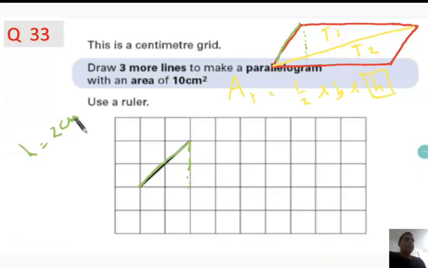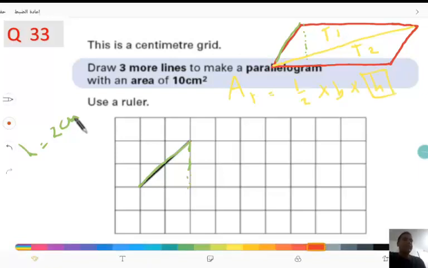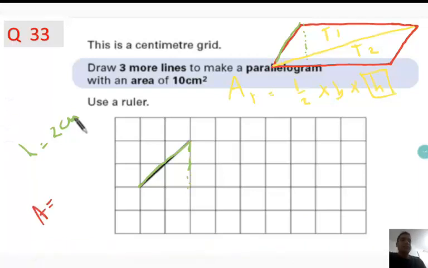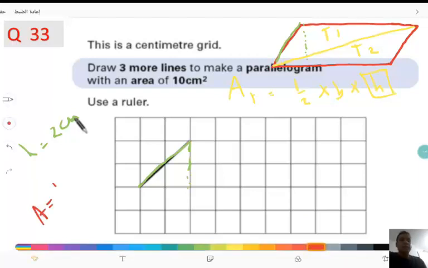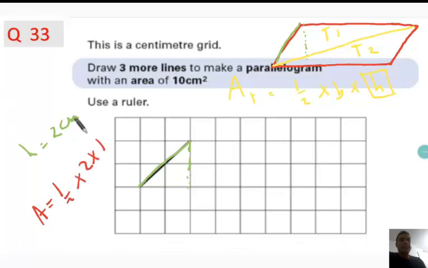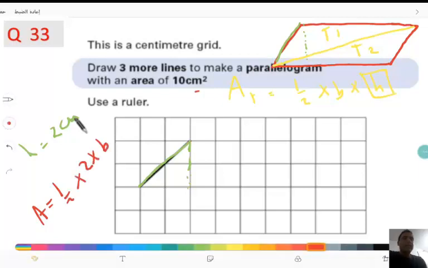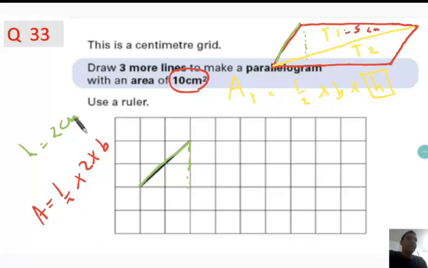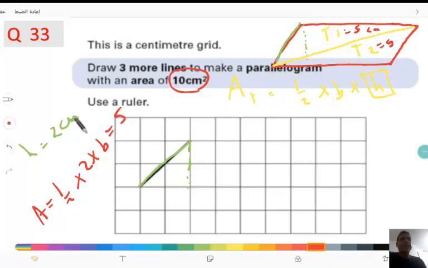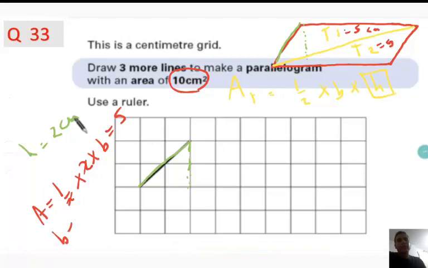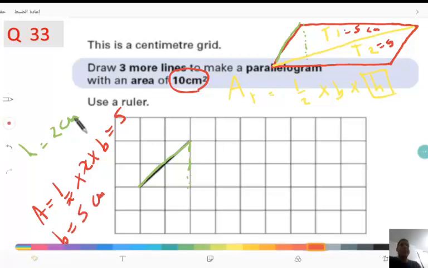I already got the height, which is 2 centimeters, so area equals half times 2 times base. He gave us the area of the total parallelogram, which is 10. That means T1 is 5 centimeters squared and T2 is 5 centimeters squared, so the area here equals 5. So half times 2 times base equals 5. From this equation we can say base equals 5 centimeters. Now I got the base.